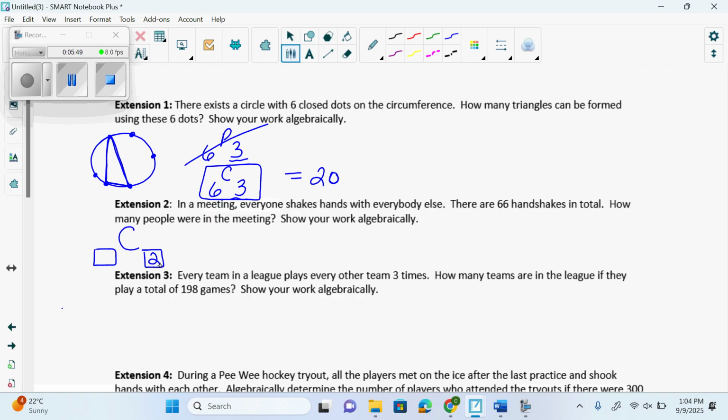In a meeting, everyone shakes hands with everybody else. There are 66 handshakes in total. So this, watch here, this is people. So what does this have to be? People. So people, put 66 here? 66, that's not people. That's 66 handshakes, and I choose 2 people. That doesn't make sense.